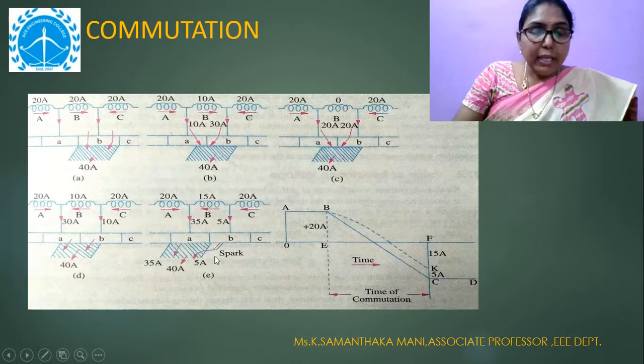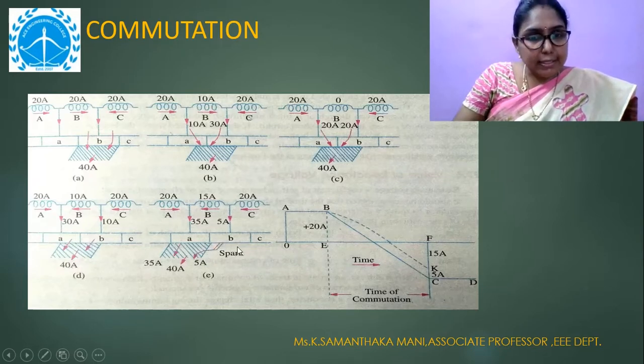So why? If we do not take care of this sparking happening at the brushes, it will lead to further damage of the brushes as well as the commutator segment surface. This will progressively increase, and there will be complete damage to the DC generator because of this poor commutation or bad commutation.